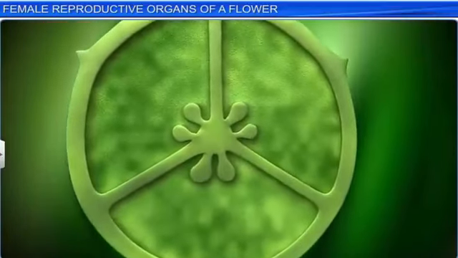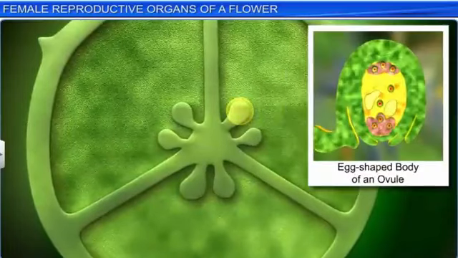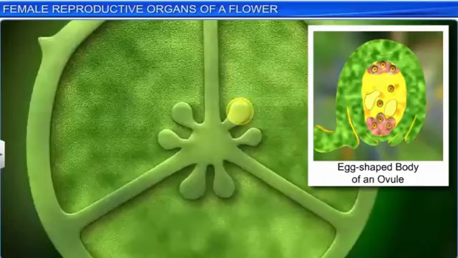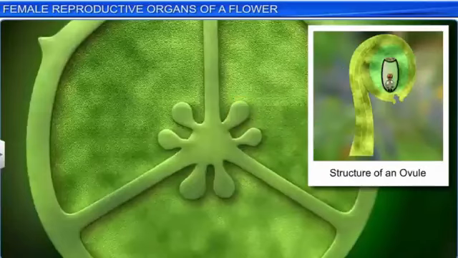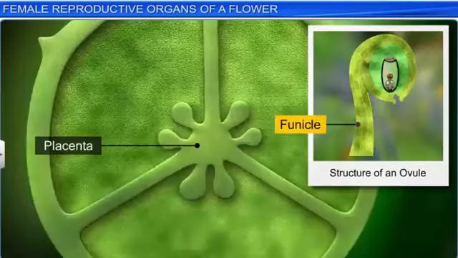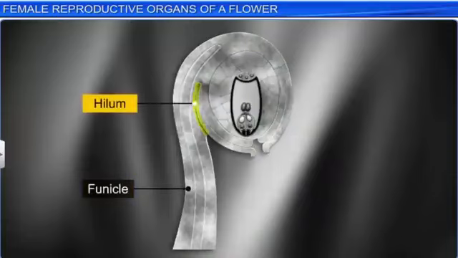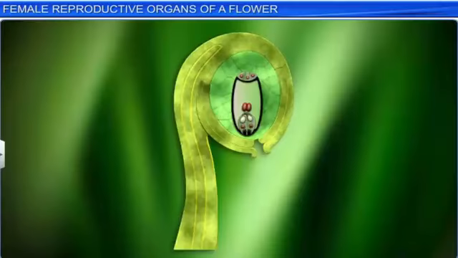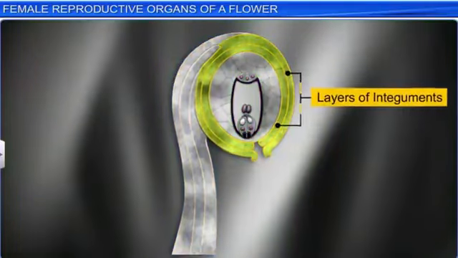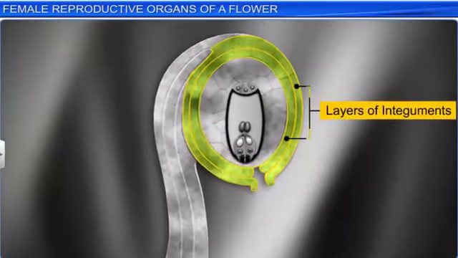The ovule, considered by botanists as the forerunner of the seed, has an oval or egg-shaped body. It remains attached to the placenta by a stalk called the funicle. In fact, the ovule's body fuses with the funicle in a region called the hilum. The ovule is well protected with one or two protective coverings called integuments. These integuments later form the seed coat.